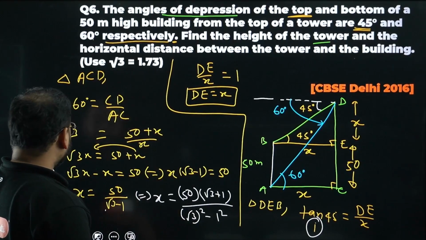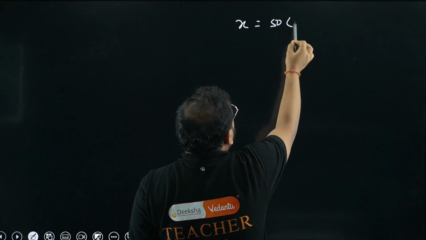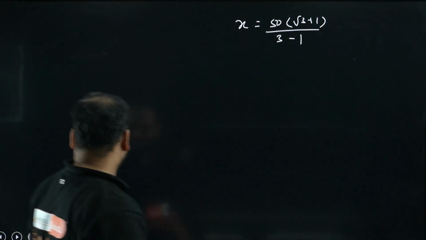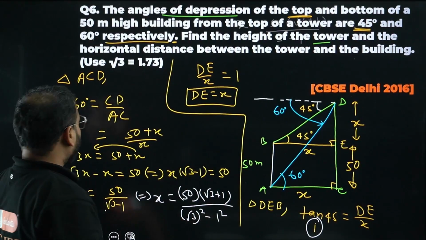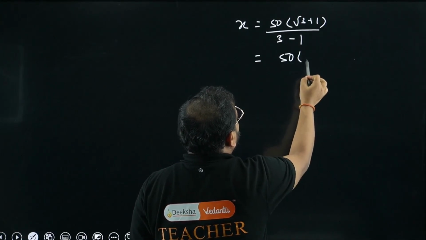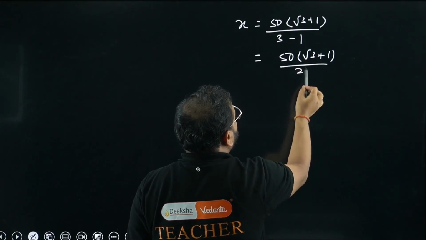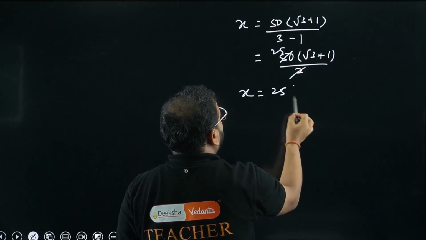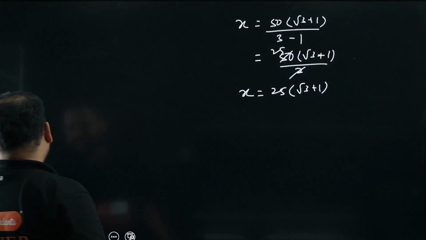You will have root 3 plus 1 in the numerator. We have rationalized the denominator over here. Please check what I'm getting so far. I'm getting this X value as 50 times of root 3 plus 1 divided by 3 minus 1. Root 3 square is 3, minus 1 square is simply 1 only. 50 into root 3 plus 1 divided by 2. 3 minus 1 is 2. Cancel this with 25. I'm getting X value as 25 times of root 3 plus 1, sir. They're given the root 3 value. Please check.